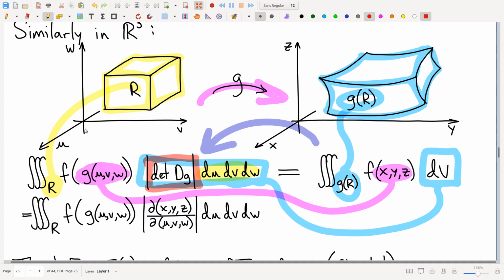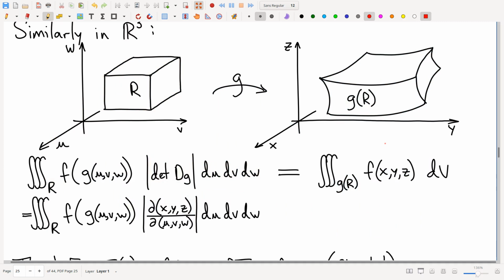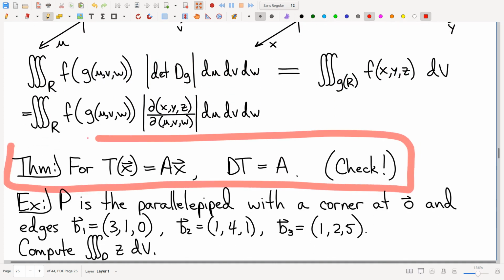Anybody else? Right. Okay. To give you an example of how to do a 3-dimensional change of variables, I am going to start with a theorem that's very handy that I want to have in my pocket before I start the example.